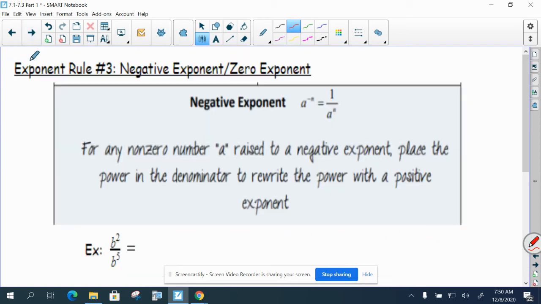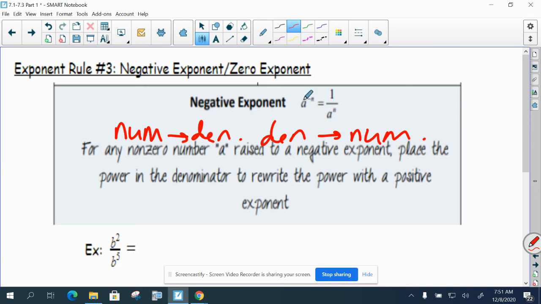All right, so we have one more rule to learn about negative exponents. For any non-zero number a, place the power in the denominator to rewrite the power with a positive exponent. What does that mean? Well, essentially, anytime you have a negative exponent, we want to make it positive. In order to make it positive, you flip it. So if it's in the numerator, you move it to the denominator. If it's in the denominator, you move it to the numerator to make it positive. Then once you do flip it, it can become positive.